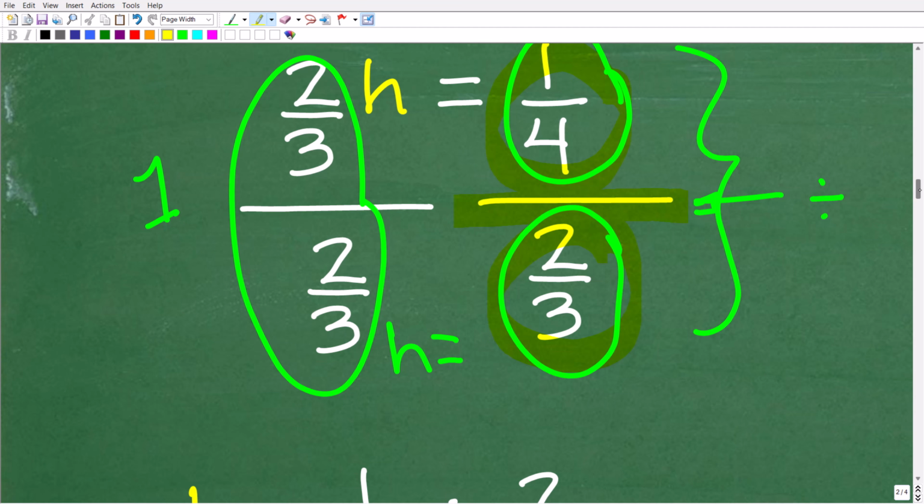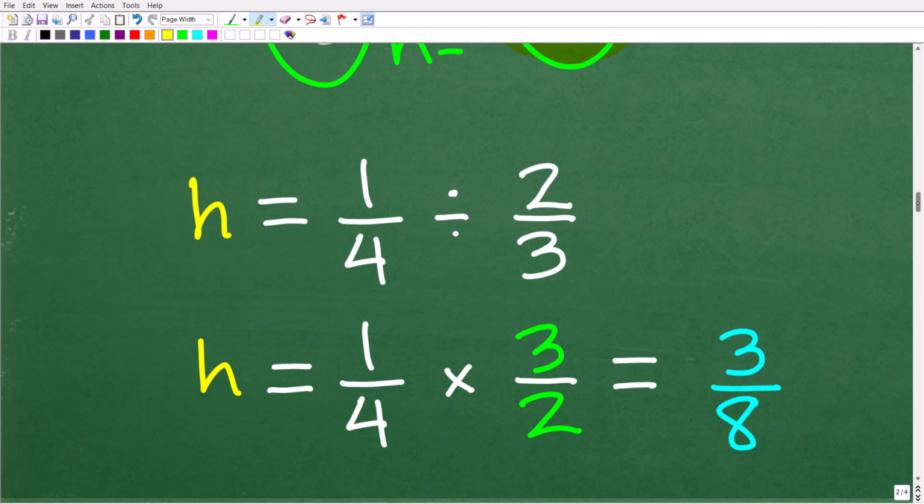All right, so we have to be careful here because we're dealing with complex fractions. h is going to be equal to 1/4 divided by 2/3. So how do we divide fractions? Well, that's pretty easy. All we need to do is change this from division to multiplication by flipping the fraction to the right of the division operator. So this is going to be 3/2.